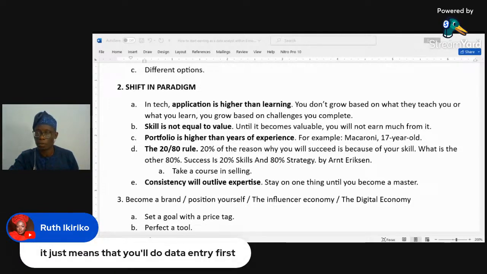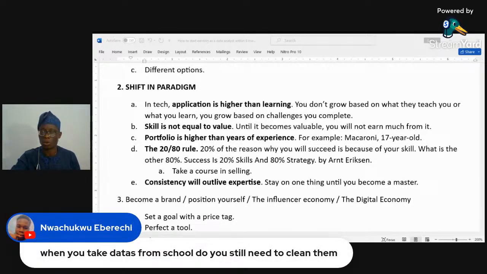When you take data from school, do you still need to clean it? Somebody asked that. For the majority of data sets, 90% of the time, the data sets that come to you will be dirty. So if the data is clean, you don't need to, but if it is dirty, you need to clean it.